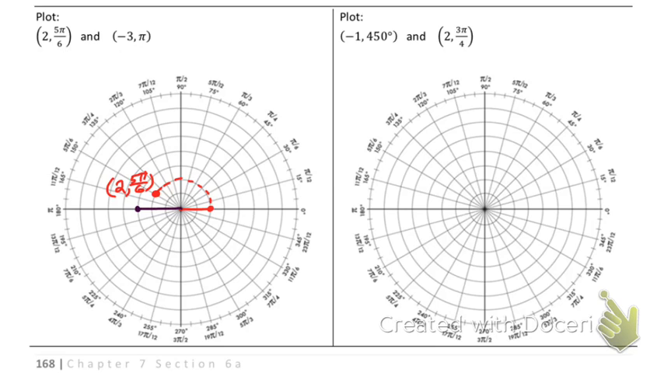And now I'm going to rotate it pi units. Well, pi units is the same thing as 180. So it's going to end up here. That is my negative 3, pi.